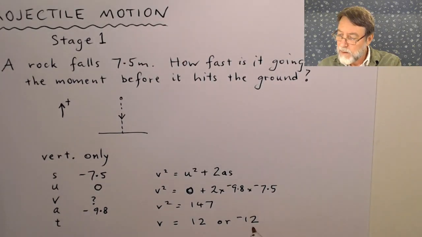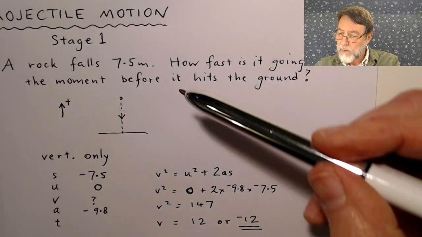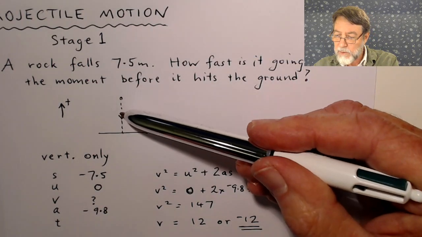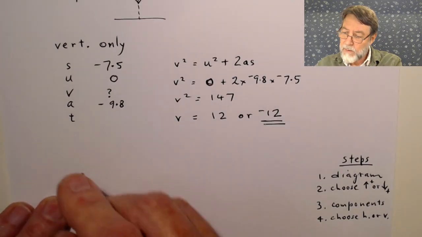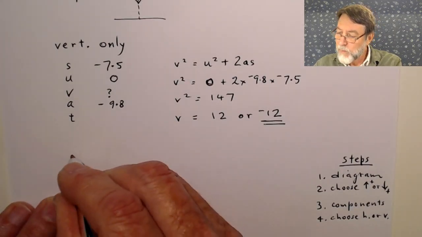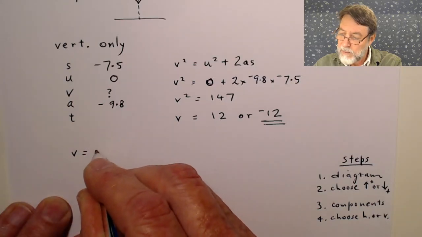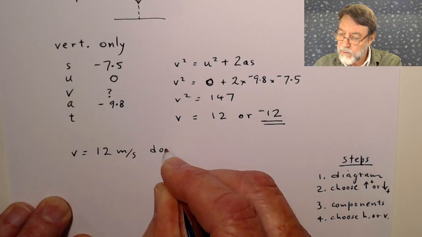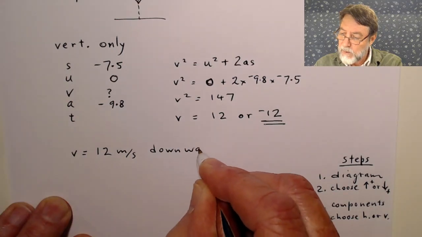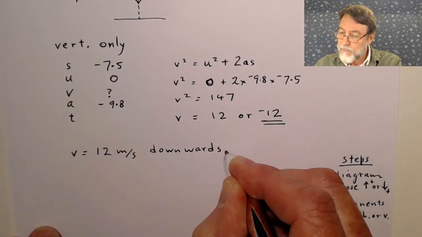In this case, the answer is negative 12. Velocity is increasing downwards, so negative 12 metres per second. So how fast is it going in the moment before it hits the ground? v is 12 metres per second downwards. So that's answered the question.